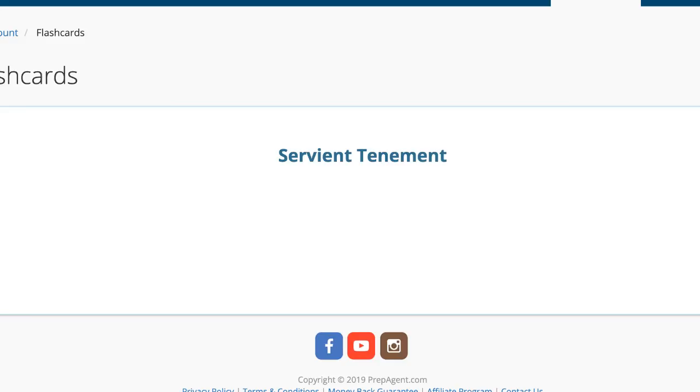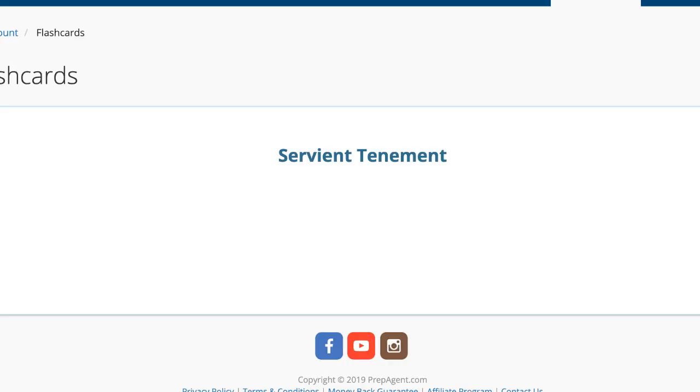Okay, so you have a servient tenement and a dominant tenement. Servient tenement, by the way, this has to do with easements, obviously. When somebody's crossing over a property, the servient tenement is the one being crossed on. The dominant tenement is the one where they're going to. Think about it, they're serving their purpose. They're walking on that property. Okay? So a dominant tenement is the one where they're walking to the property.